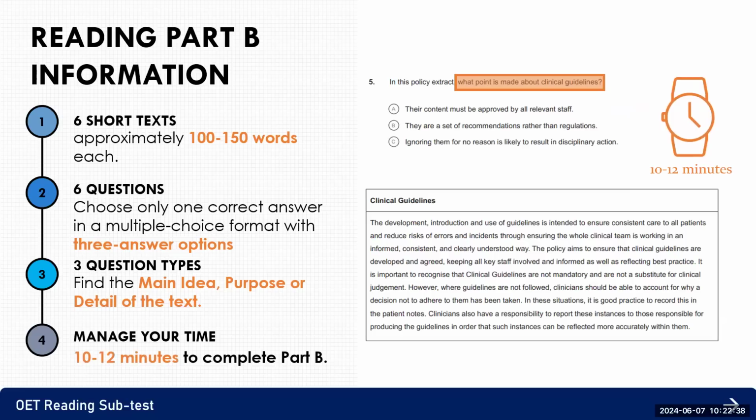This means you have to manage your time very carefully. As reading part C is longer and slightly more complex, spending too much time on reading part B means that you might run out of time to complete reading part C. We suggest spending about 10 to 12 minutes on reading part B, no more than 2 minutes per text per question.